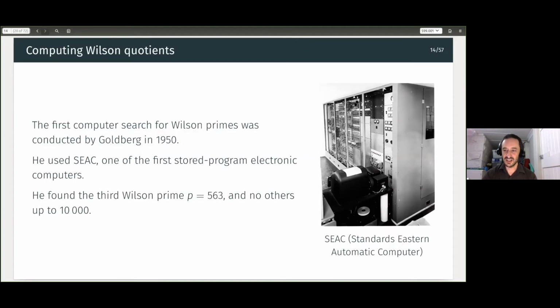So then the search for Wilson primes moved into the computer age in 1950. A fellow named Goldberg ran a search using this machine here. This is the Standard Eastern Automatic Computer. It's an interesting computer, one of the first stored program electronic computers. It meant that it actually stored the program it was going to run in its memory. I believe the memory was about 3 kilobytes, which is pretty small by modern standards, but it meant that you had to be a very clever programmer to use this machine.